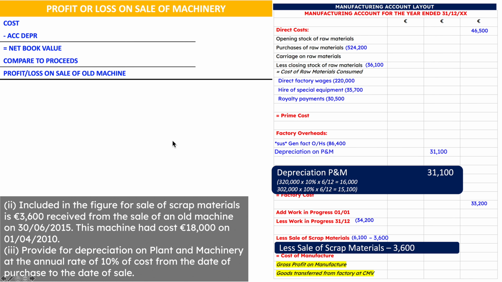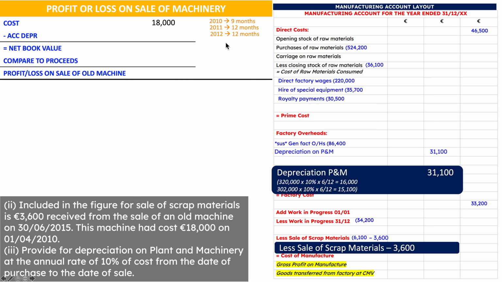Okay, next then we'll work out, did we make a profit or did we make a loss on the sale of the plant and machinery? So the cost of the plant and machinery was 18,000, okay? Then we have to take away the accumulated depreciation. So what we need to do is we need to say, well, how long did we have that old machine for? So we got it on the 1st of the 4th, 2010. So how long do we have for 2010? We had it for 9 months. For 2011, we had it for 12 months.